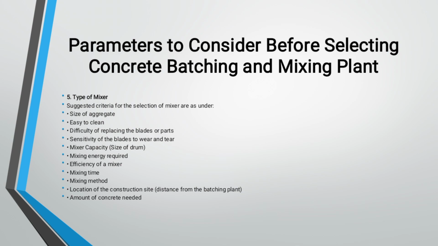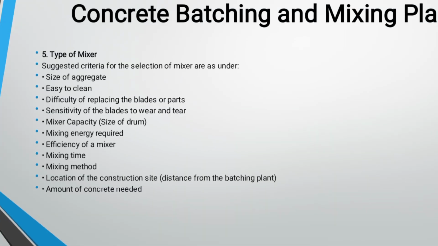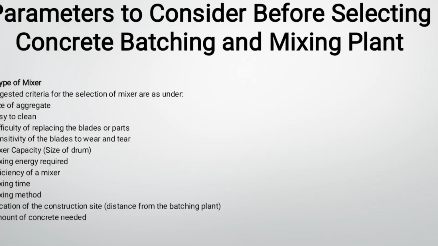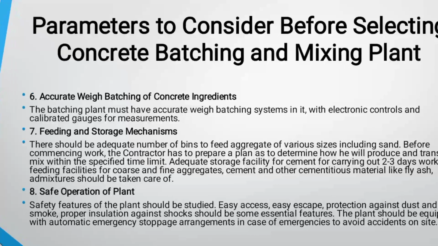Next one, we have got the type of the mixers. And under the type of the mixer, you have to consider things like the size of the aggregates to be used, efficiency of the mixer, the mixing energy required, the mixing time, and the mixer capacity or the size of the drum. Next, we have got the accurate weigh batching of the concrete ingredients. The batching plant must have an accurate weigh batching system with electronic controls and calibrated gauges for the measurements.